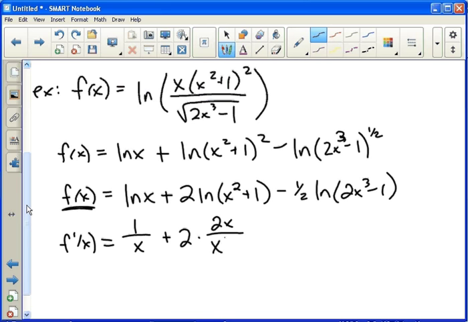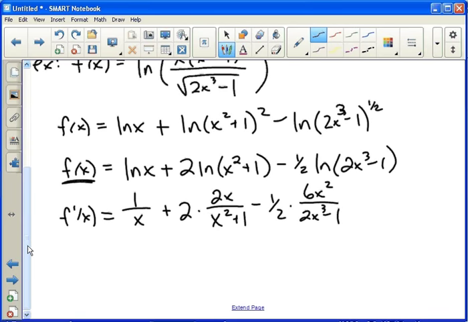And I would go ahead and simplify this one. I would go ahead and put those coefficients in. So 2 times 2x is 4x, and 1/2 times 6x squared is 3x squared. So basically I'm just canceling out the 2 and the 6 there. And that would be my final answer. And that is a whole lot simpler than trying to do the product, quotient, and chain rule all combined.